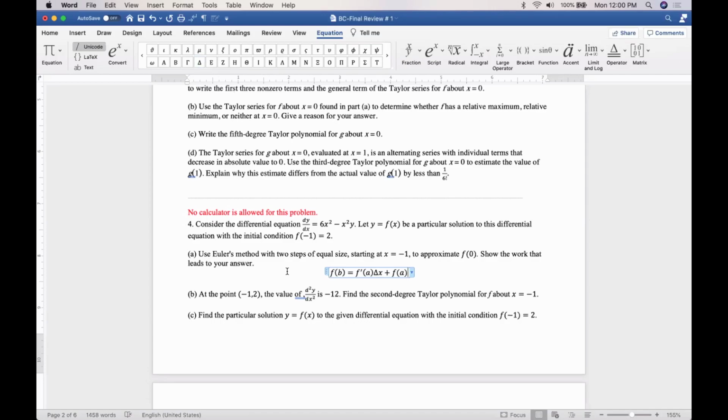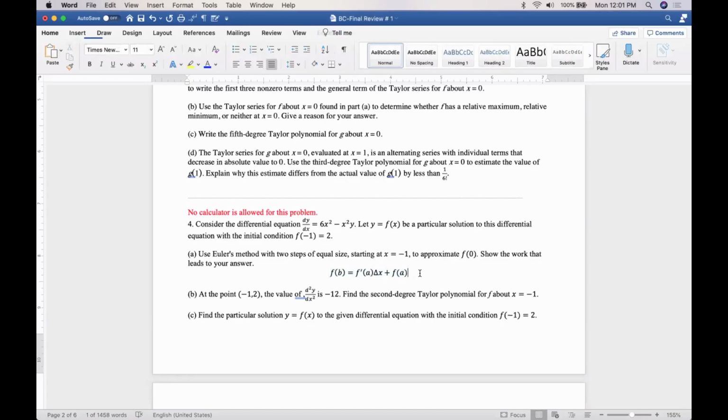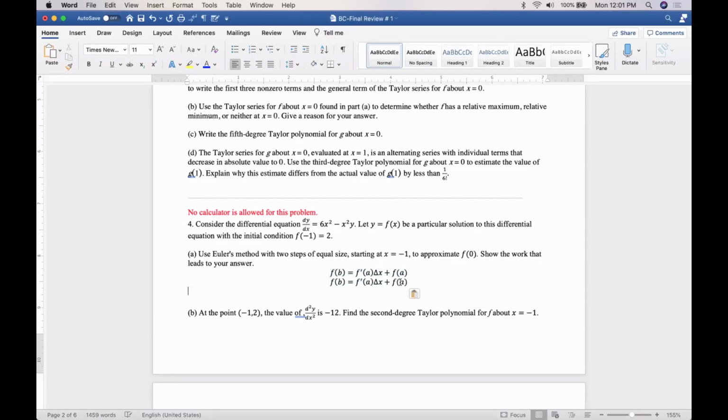And then we use it twice. We said 2 steps, right? So the first step is to find f of negative what? 1/2. Yeah, middle of the way between -1 and 0. The second time, we're going to use it to find f of 0, and that's what they want to see. Would you be able to fill in the numbers? I'll give you a minute.